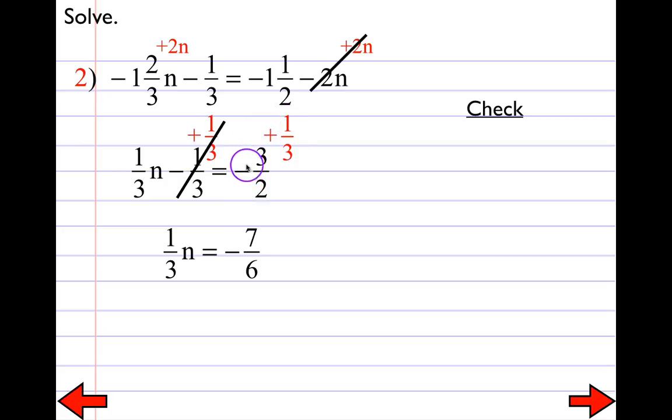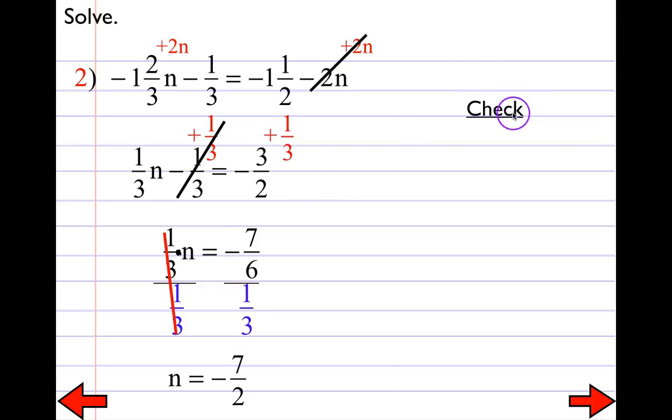Okay, so at this point, I need to get rid of my coefficient. This does mean 1/3 times n. And if you ever do forget, you can remind yourself by putting a multiplication symbol right in between to remind yourself, hey, it is multiplication. So I'm going to do the inverse of multiplication by dividing both sides by 1/3. And my final answer would be n equals -7/2.